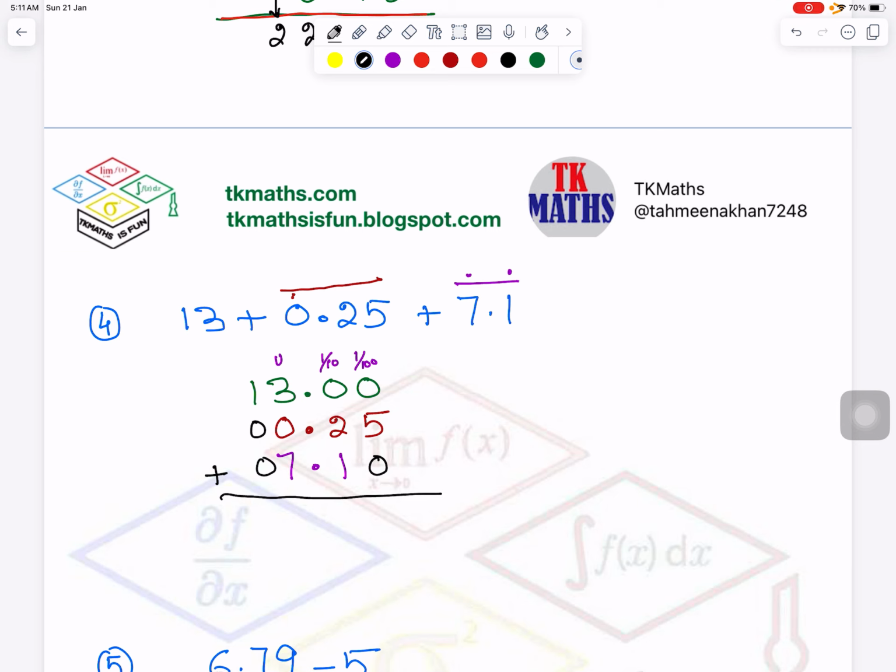Now I will add 0, 5 and 0. You know, we start from the rightmost. So this will be 5, then 0, 2 and 1, 3, decimal. 3 plus 0 plus 7 is 10. 0 will come here and 1 will be carried forward. 1 plus 1 is 2. So my answer is 20.35. Don't call it 35, 20.35.